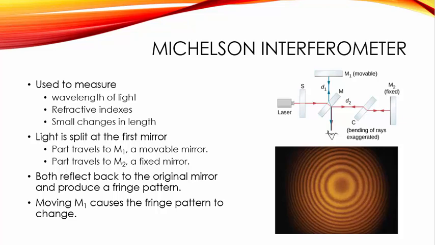One of the applications of interference is going to be the Michelson interferometer. It's used a lot in all kinds of industries, chemistry and semiconductor, to measure wavelength of light, refractive indexes, and small changes in length. So you would use it to measure the thickness of thin films.